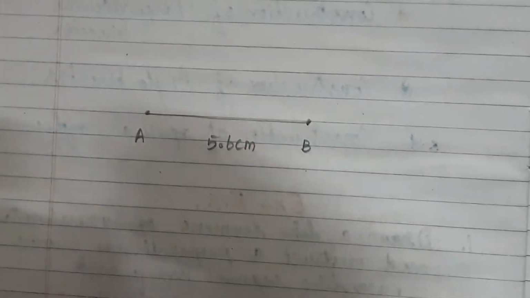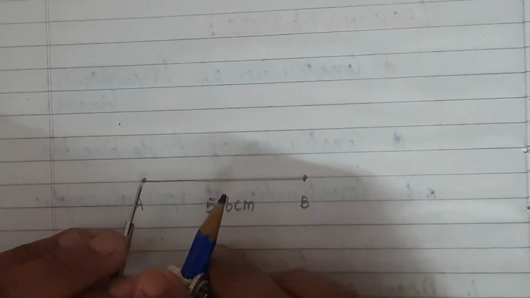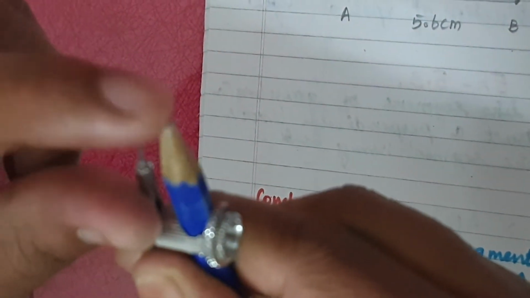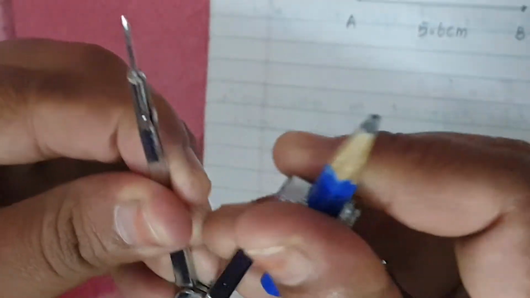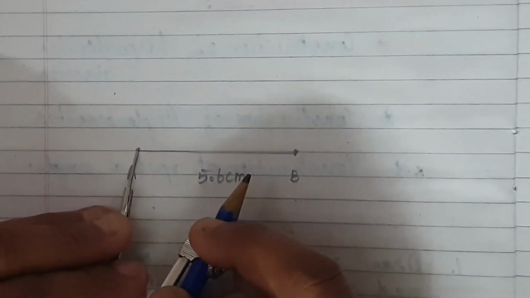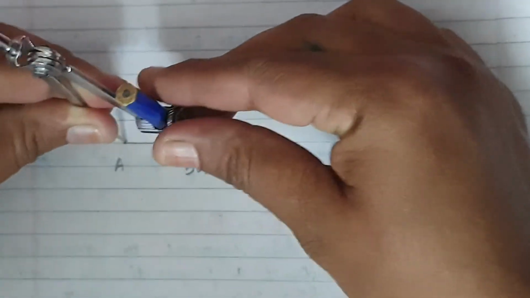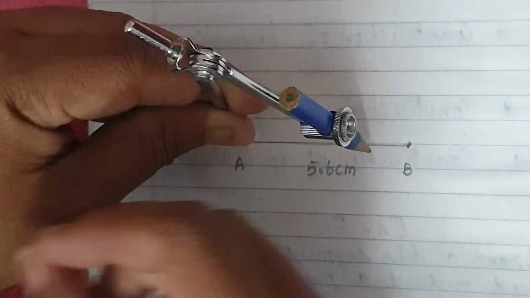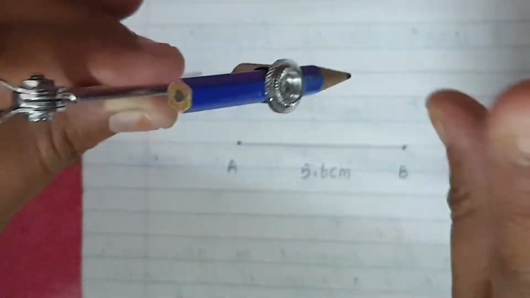Now what you have to do is take the compass and listen carefully. You know how to take the compass. This is the way to take the compass. The metal end and this pencil end, both. The pencil end will be slightly greater than the metal end. Then only when you expand, it will be of the same length. So I am keeping the metal end at A. And you have to take approximately more than half, which means 3/4, by extending. After taking, no changes in it.